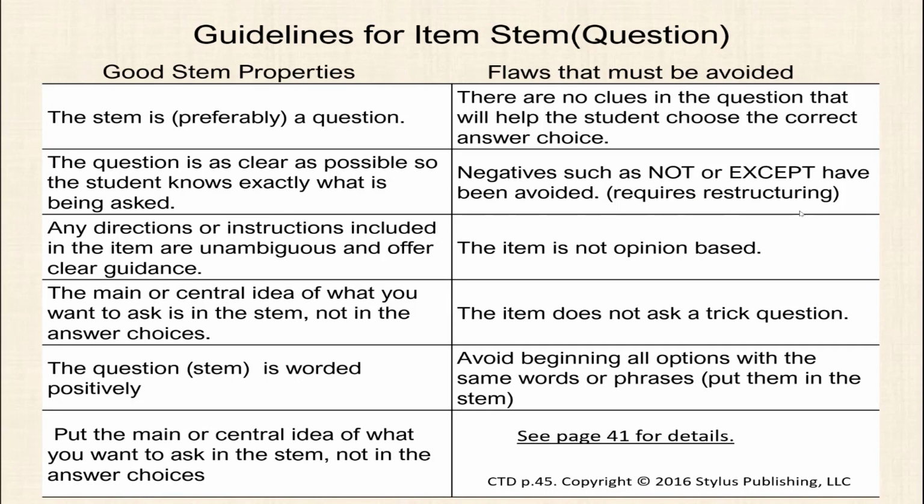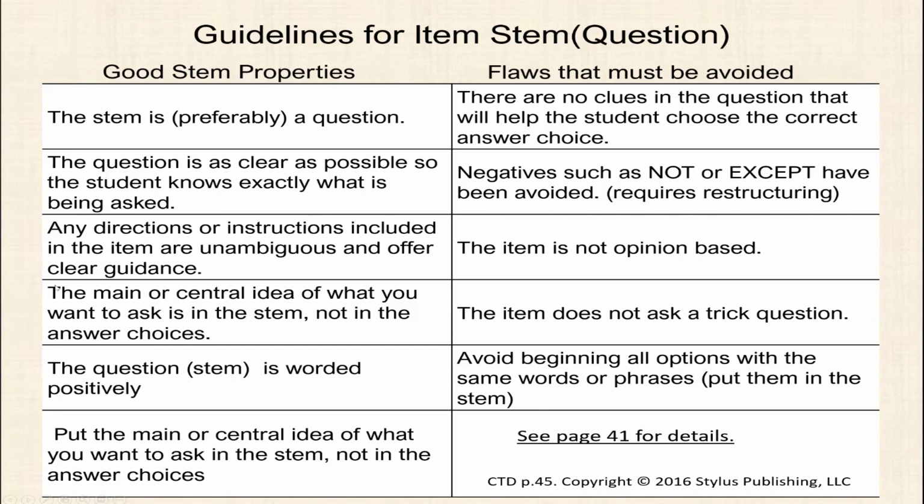Okay, these are guidelines for item stem or questions. And this is in the book on page 41, and I kind of shortened it up a little so that the top half of this grid in the book is about stems, and the bottom half is about options. But it's just a nice guide, and I like to think of it as what's the good stuff and what's the bad stuff. So these are good properties, and these are flaws that must be avoided. So the stem is preferably a question. The question is as clear as possible so the student knows exactly what is being asked. Any directions or instructions included in the stem are unambiguous and offer clear guidance.